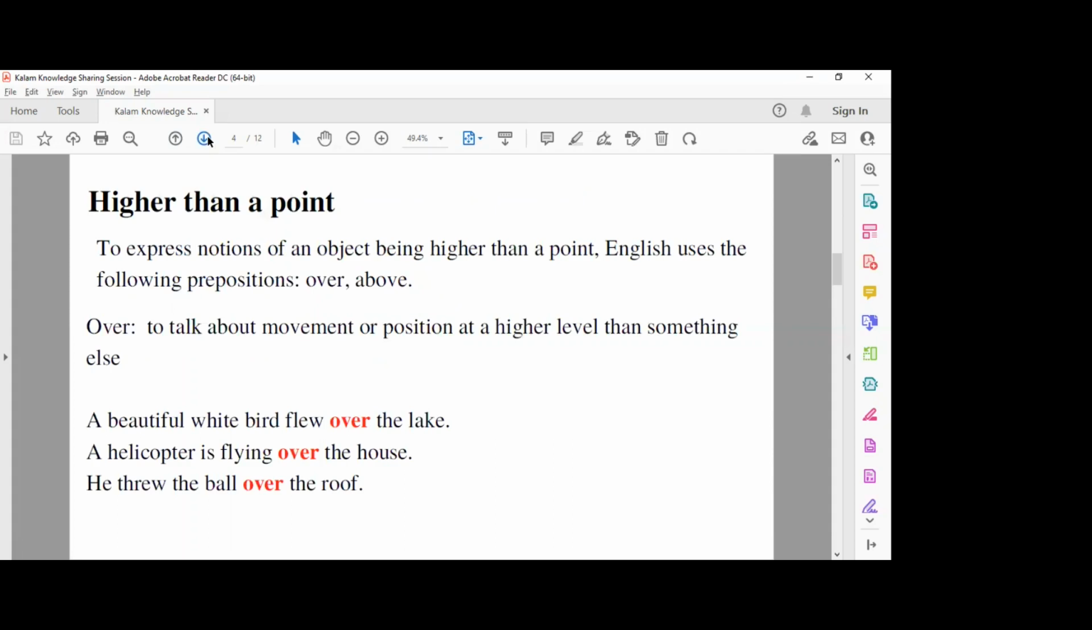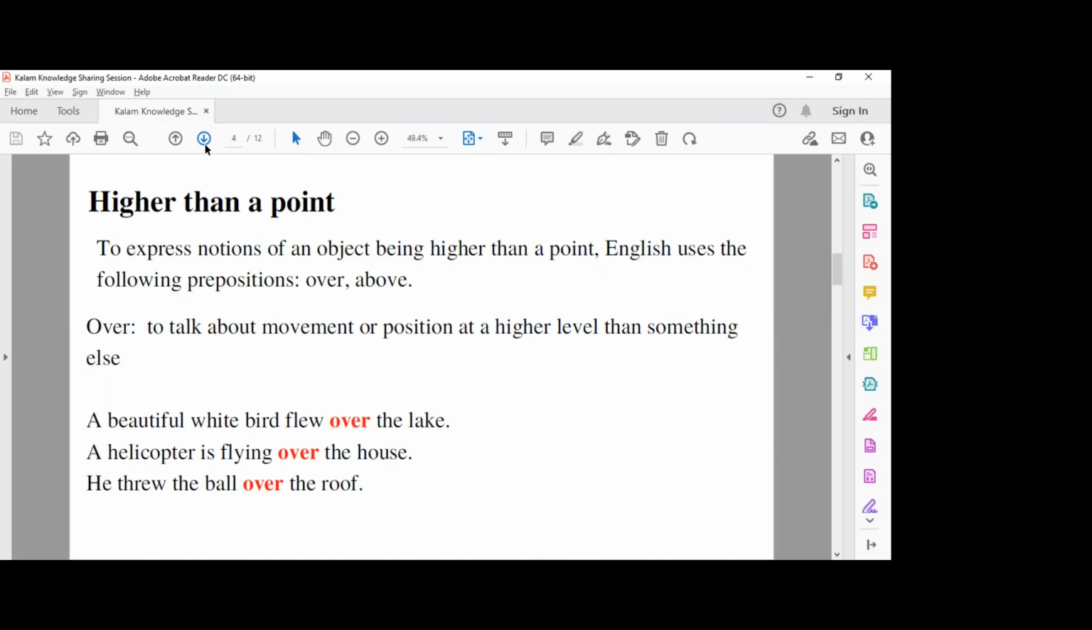Next, the notion of an object being higher than a point. To express this in English we use "over" and "above". So we can see where we have to use "over" and "above". In some cases we use both.